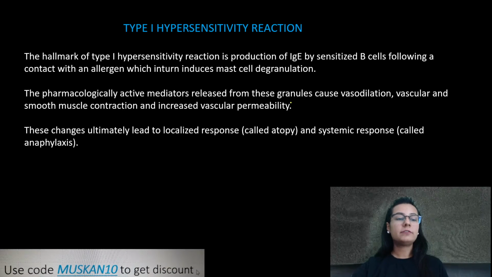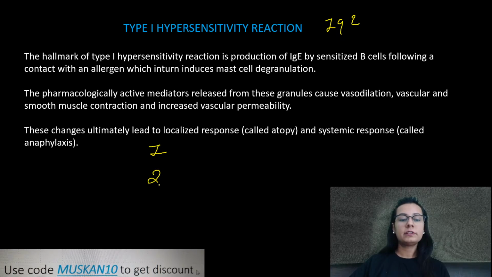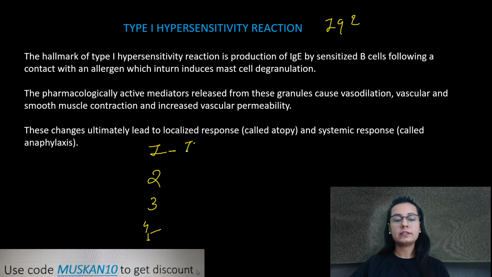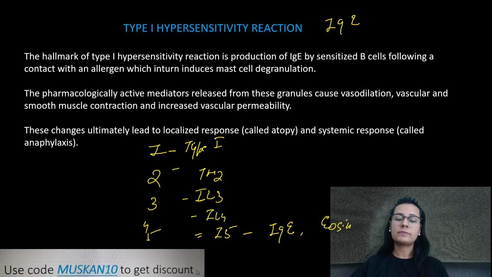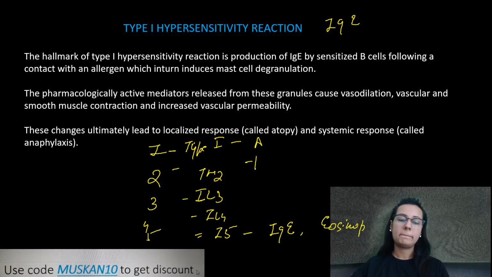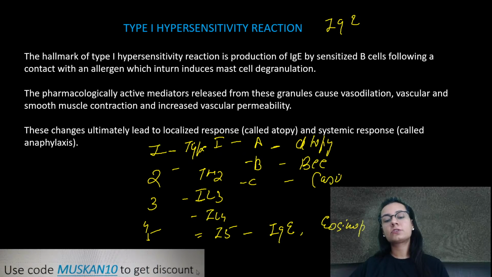Now, type 1 hypersensitivity, the hallmark is the production of what? Production of IgE. And we remember the mnemonic 1, 2, 3, 4, 5. Okay, in type 1 we are talking about TH2, interleukin 3, interleukin 4, interleukin 5, and 5 is also IgE or eosinophil recruitment. A, B and C: on 1, 2, 3, A is for atopy and anaphylaxis, B is for bee sting and C is for Casoni's test.